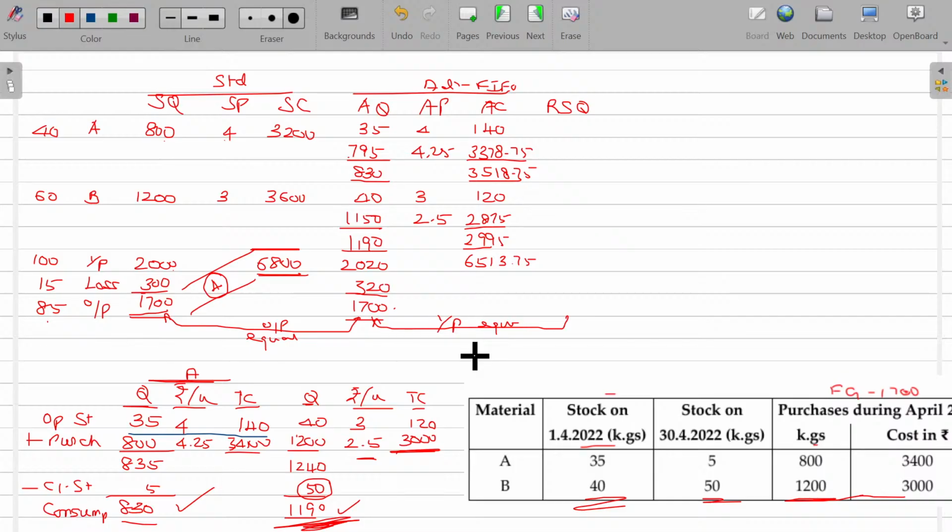In RSQ, you have to take with what? You have to take with the actual input 2020 and mixture should be standard mixture. Out of 2020, 40-60 is the ratio.